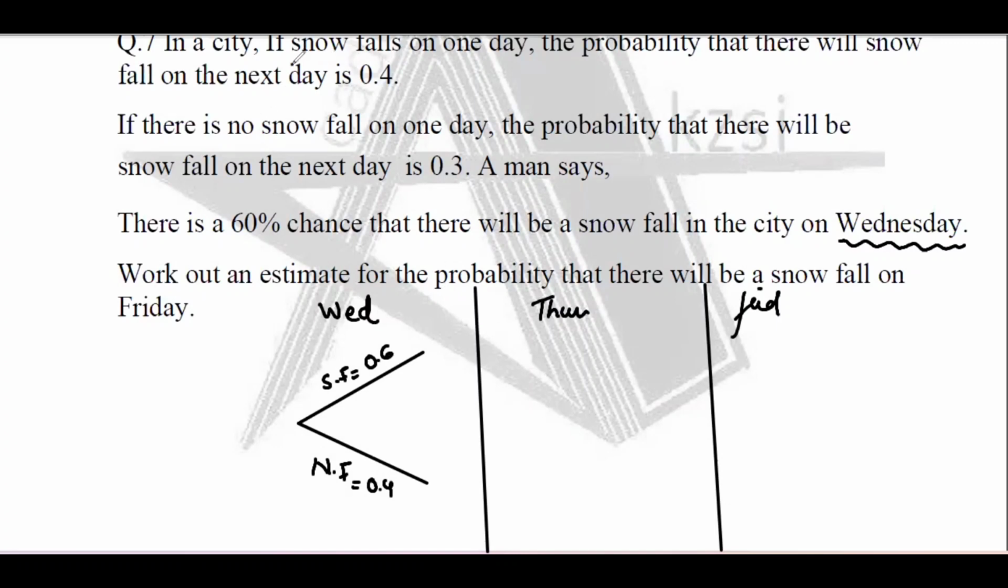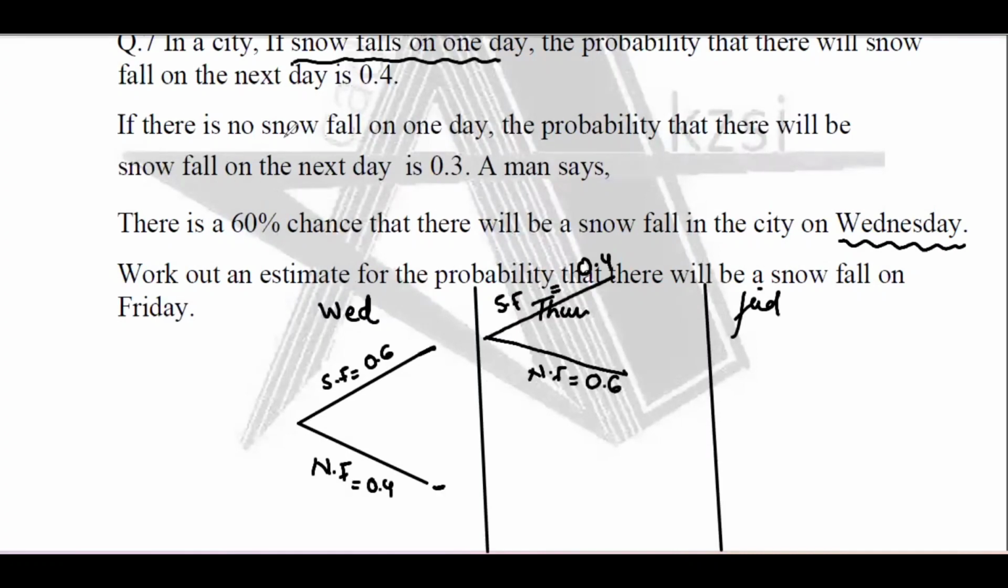It says if snow falls on one day, the probability that there will be snowfall on the next day is 0.4. So that means if it falls on one day, either there will be a fall or there will be no fall. On Wednesday there was a snowfall, so the probability of snowfall on the next day is 0.4, and no fall will be 0.6. We are just working according to the question given.